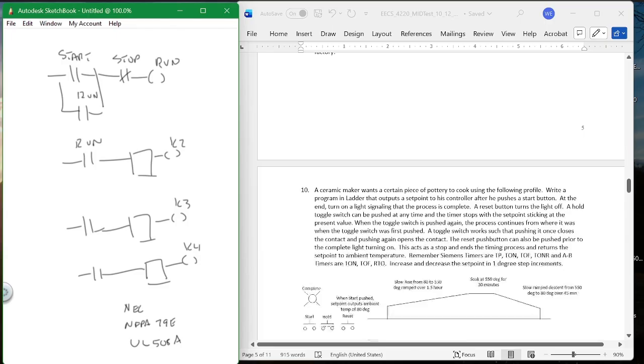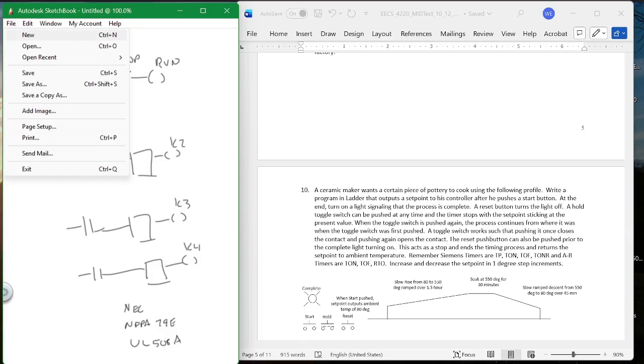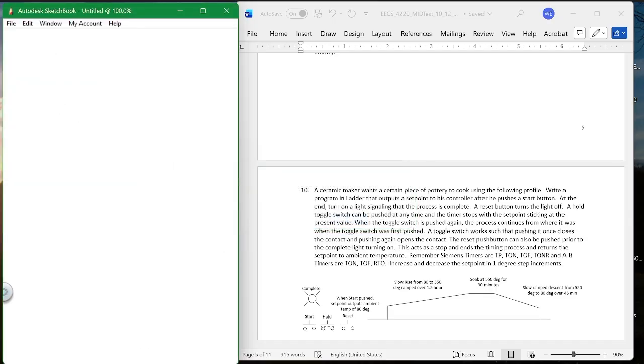Okay, a ceramic maker makes a certain piece of pottery cooking for a long time. Write a program in ladder that outputs a set point to his controller when he pushes the start button. Okay? Now, this is a stinko problem. It's not bad. I did not explain to you how to do ramping, and I haven't. How do you ramp?